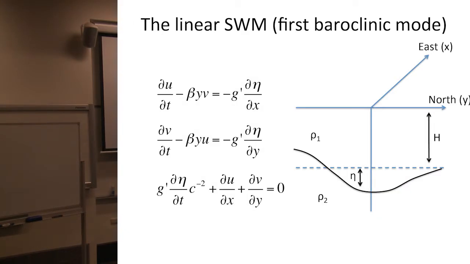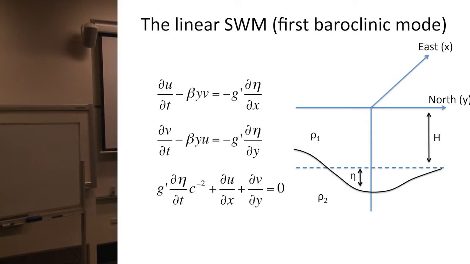Okay, so this is what the model looks like. These are very similar to the equations that Matt and Paul both presented yesterday. The main difference is we have a rigid lid approximation, so there's no changes in sea surface height like what they were modeling yesterday. We're modeling an internal surface, okay?